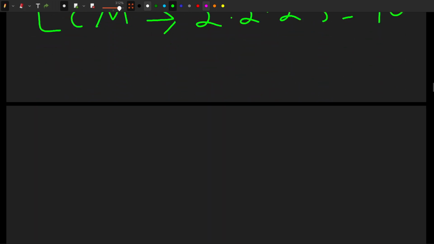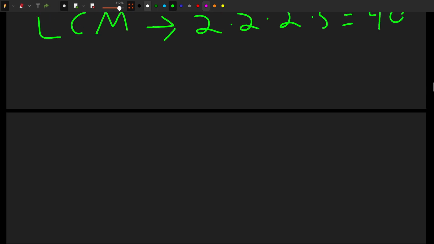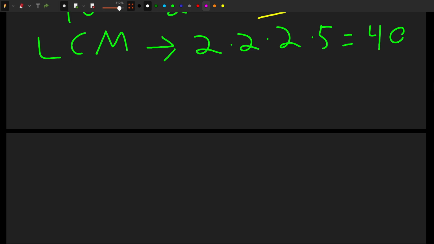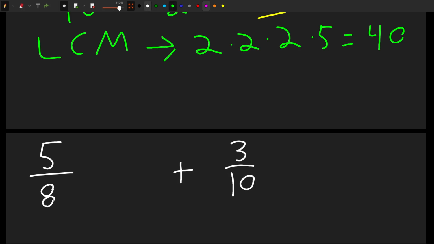Okay, so I'm going to rewrite my problem. Actually, I'll keep the 40 right here. So I'm going to rewrite the problem we have, which is 5/8 plus 3/10, and now we just need to know what number we multiply the two denominators by to get to 40. Okay, this one, what do you multiply 8 by to get to 40? It's 5. So we're going to multiply the top by 5, and we'll have 25.